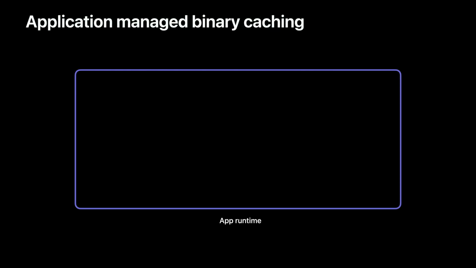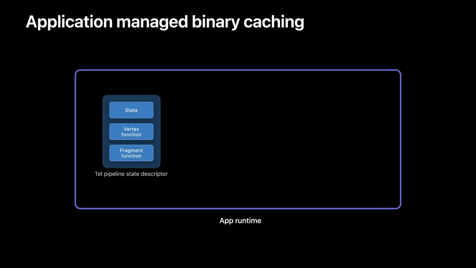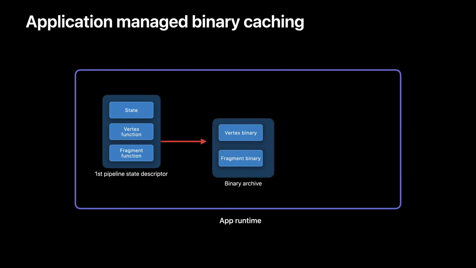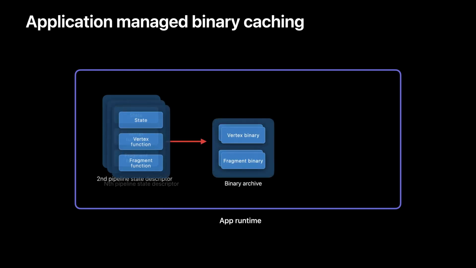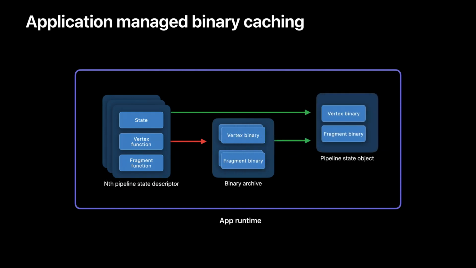Metal also lets you explicitly control when and where GPU binaries are cached using binary archives. Simply use a PSO descriptor to cache a GPU binary in an archive, as many times as you need. Then your PSO creation becomes a lightweight operation. Binary archives enable more flexible caching, but they still have to be generated at runtime. In many cases, what you really want is to generate those archives at build time, and now you finally can.